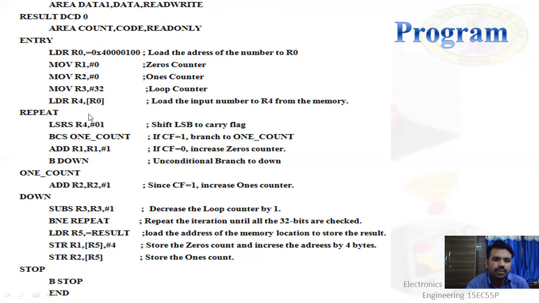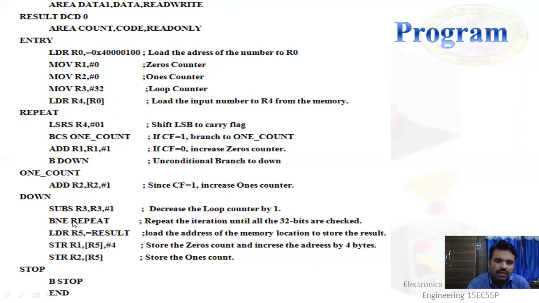Now you see the LSR instruction shifts the R4 contents right by one position through the carry. Now I have used S so that it updates the CPSR conditional flags. Assume if LSB is equal to 0, that is, the carry flag will become 0, then BCS will not take the control to ones count. Then ADD R1, that is, the zero counter will be incremented. Then B down will take the control to down, then the loop counter will be decremented by 1, and BNE will check whether the loop counter is 0.